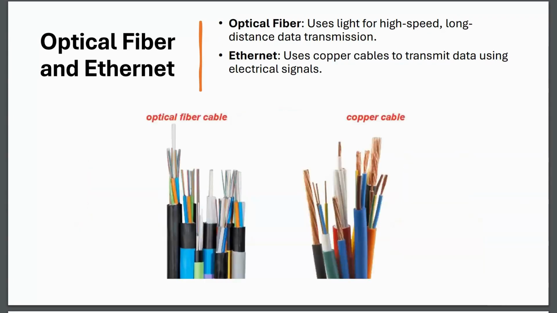Let's take a closer look at two important physical layer technologies: optical fiber and Ethernet. With optical fiber, data is transmitted using light pulses. It's fast and works over long distances, which makes it perfect for large-scale networks like data centers. On the other hand, Ethernet uses copper cables, such as Cat5 or Cat6, to carry electrical signals. Ethernet is widely used in home and office networks because it's easy to install and supports high-speed data transmission.